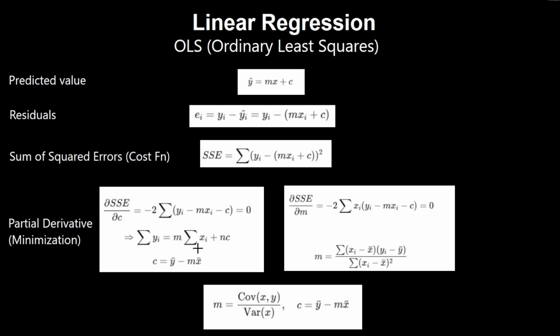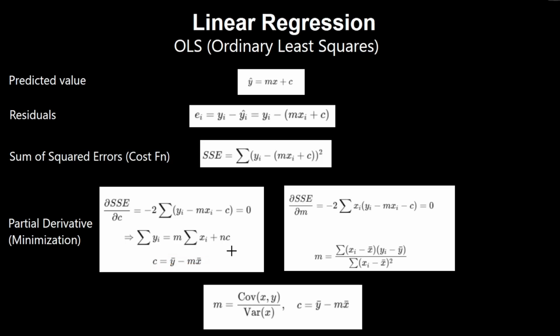First things first, here we have the summation of yi alone, so we will take this to the other side, and you'll have this equation. In this equation, if we apply the chain rule and simplify, we will get this one. Just because we have the summation over n terms, we have n times the constant, and if we rearrange this equation, we will get the intercept c as this equation.